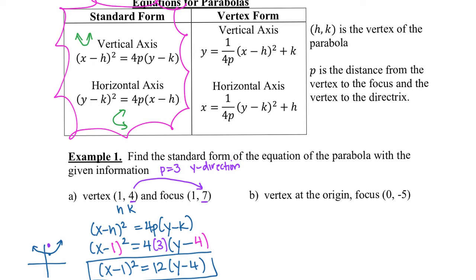Okay, let me look at B. We're going to do a few more of these. For B, it says the vertex is at the origin. Remember, the origin is (0, 0). They tell me the focus is (0, -5). So I already have the vertex. I want to find the p-value, and I want to know whether this is opening in the x or the y direction. If I go from the origin to the focus in the y direction, it's changing by -5. So p is -5.